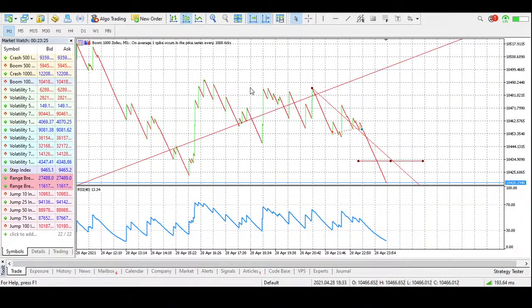Mine is the RSI. I just rely on RSI 40. The rest is price action. But for me, it has been a wonderful experience trading boom and crash. Overall, I can say I've been a very profitable trader on boom and crash.